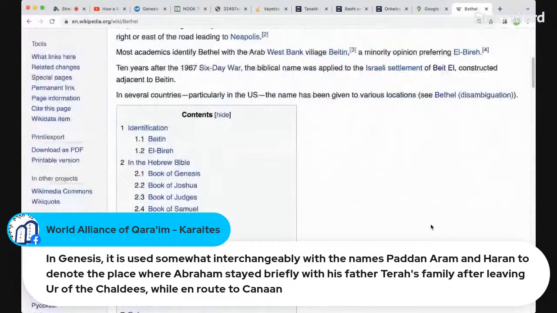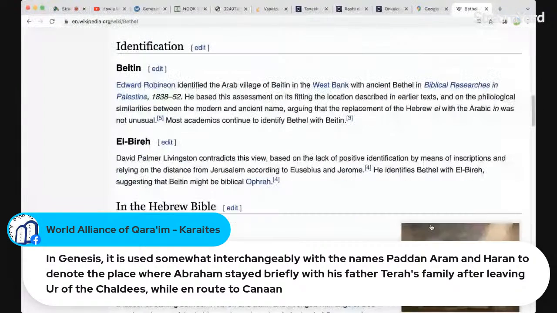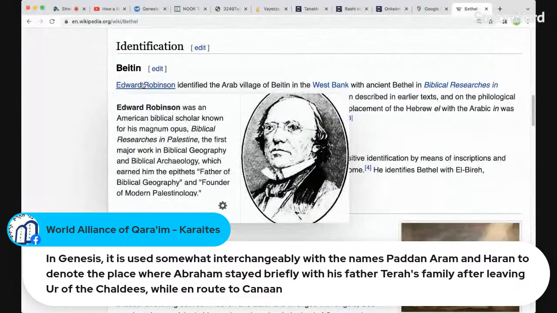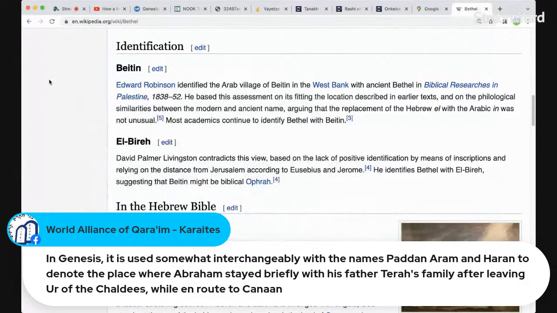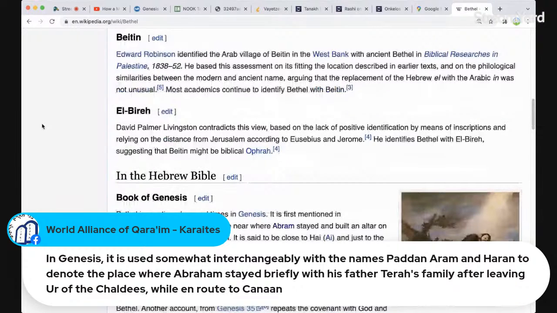Okay, so let's see. Identification. Edmund Robinson, famous archaeologist, of course, identified the Arab village of Beitin in the West Bank with ancient Beth El in Biblical Researches in Palestine. He based this assessment on its fitting the location described in earlier texts and on the philological similarities between the modern and ancient name, arguing that the replacement of the Hebrew El with In was not unusual. Most academics continue to identify Beth El with Beitin.